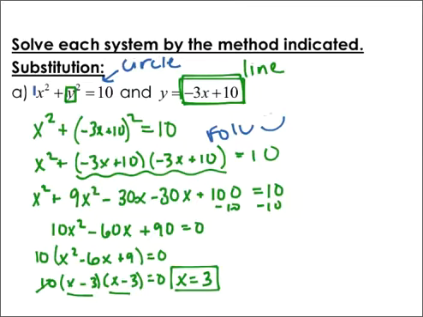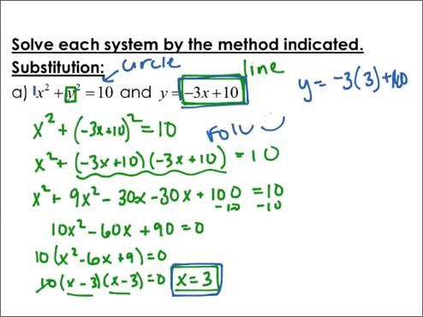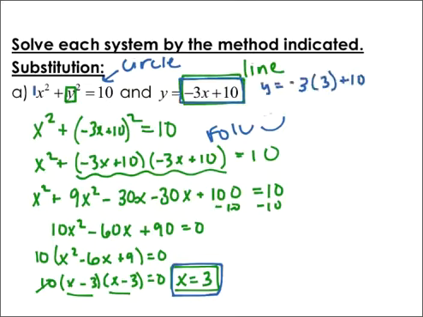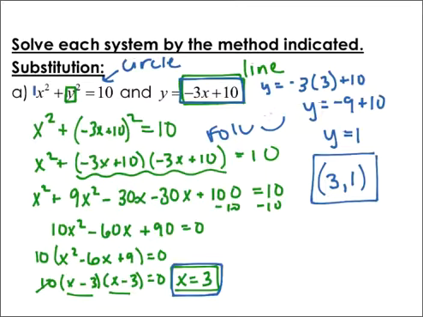Now what you're going to want to do to find the y value is take your x equals 3 and substitute it back into the other function. So I've got y is equal to negative 3 instead of x. Now I've got a 3 there, plus 10. There we go. So I've got y is equal to negative 9 plus 10, so my y value is 1. So these two graphs will intersect at the ordered pair 3, 1. So they intersect at 1 point.